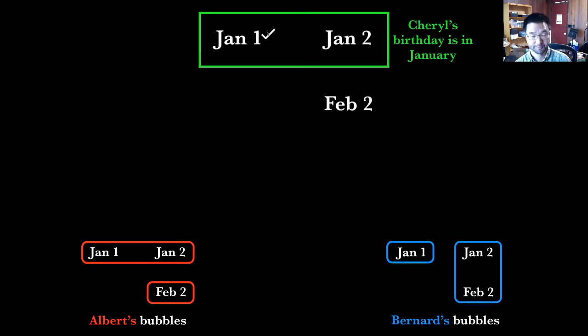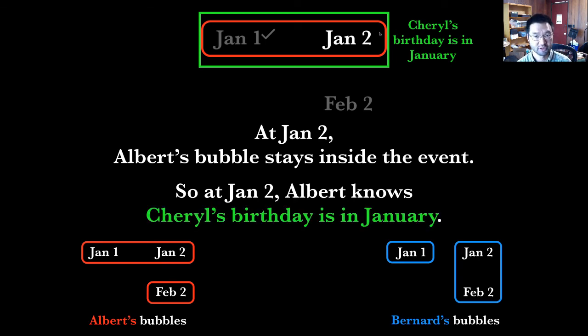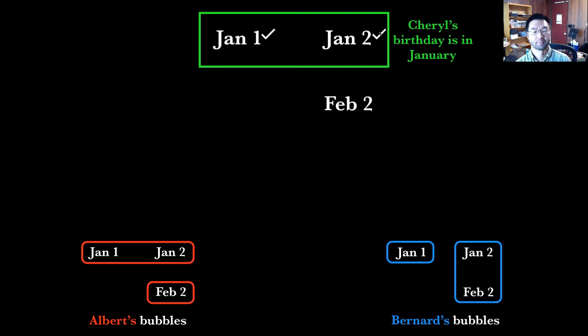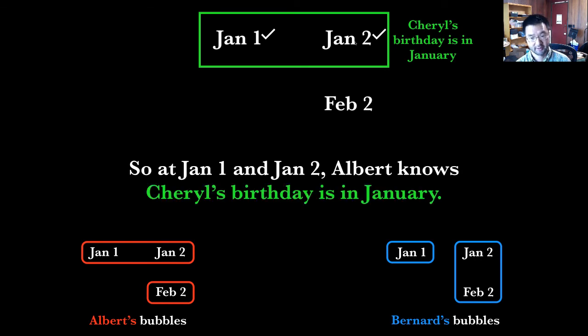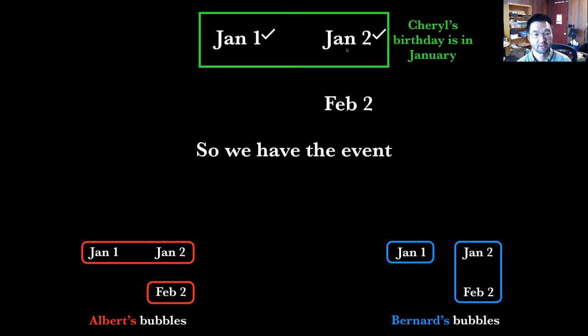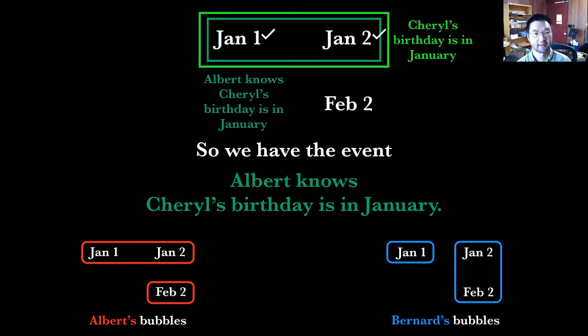Okay, how about January 2nd? At January 2nd, Albert's bubble around January 2nd still stays inside the event. Okay, at January 2nd, Albert knows that Cheryl's birthday is in January. So we put a little check mark there. So at January 1st and January 2nd, Albert knows that Cheryl's birthday is in January. It makes sense. So it's exactly these two dates which comprise the event. Albert knows Cheryl's birthday is in January. This is the event that Albert knows that Cheryl's birthday is in January.